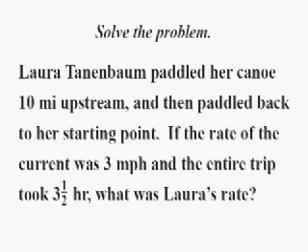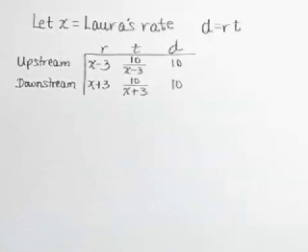Solve the problem. Laura Tannenbaum paddled her canoe 10 miles upstream and then paddled back to her starting point. If the rate of the current was 3 miles per hour and the entire trip took 3.5 hours, what was Laura's rate?